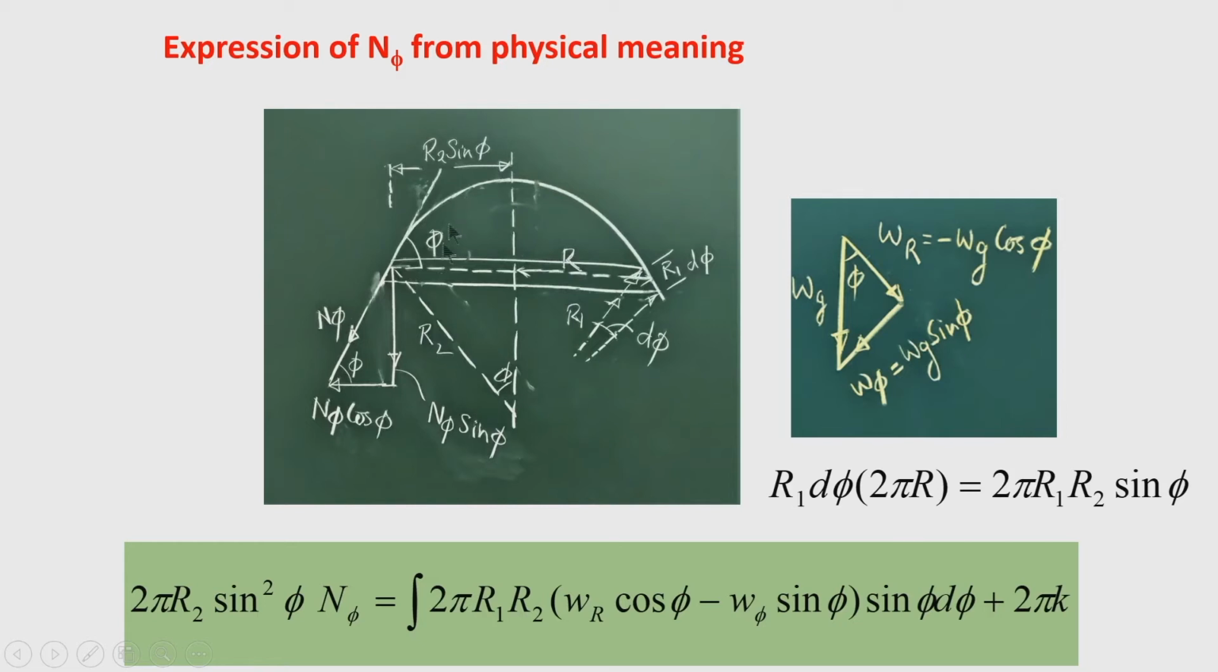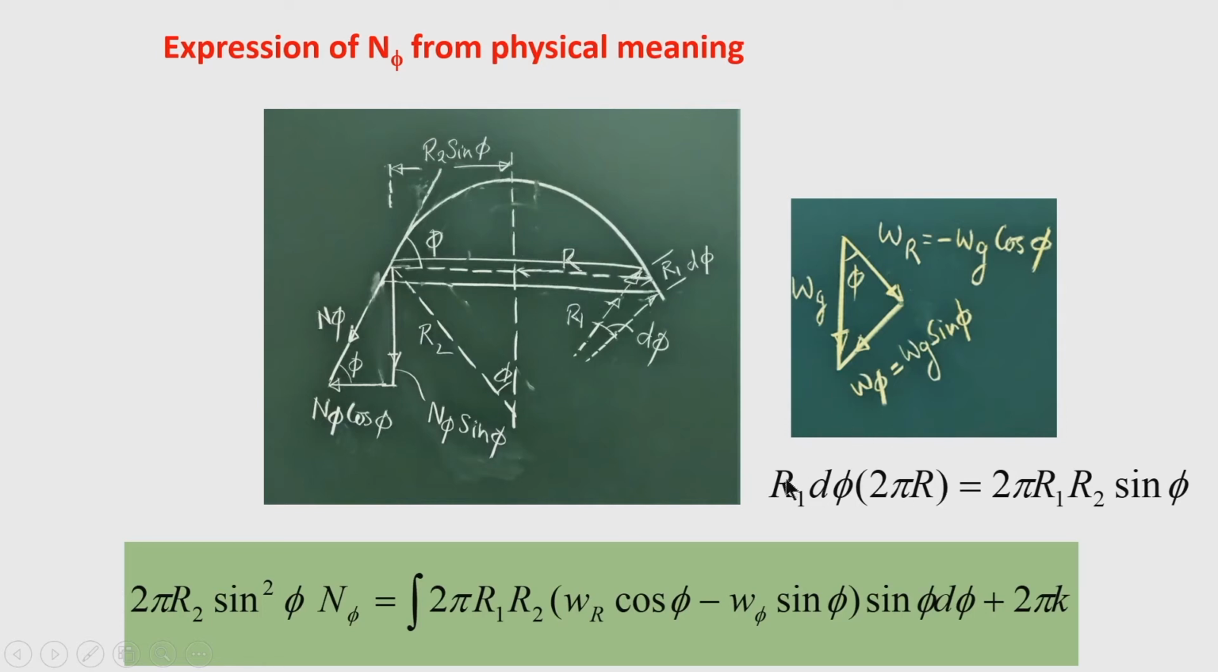Now, if I see the right hand quantity, which is under the integral sign, we will be able to find out the relation between this total vertical meridional force around the circumference and the total vertical load acting above that level. So, here you can note this quantity, that if you take a small strip here on the shell surface, r_1 d phi into 2 pi r is the area of the strip.